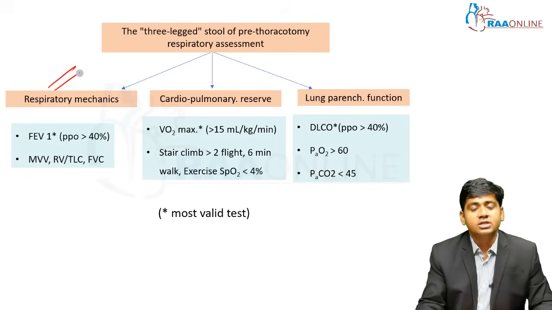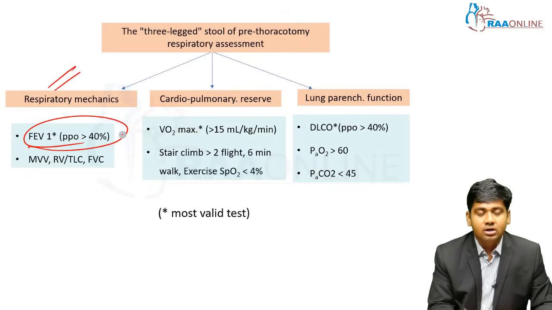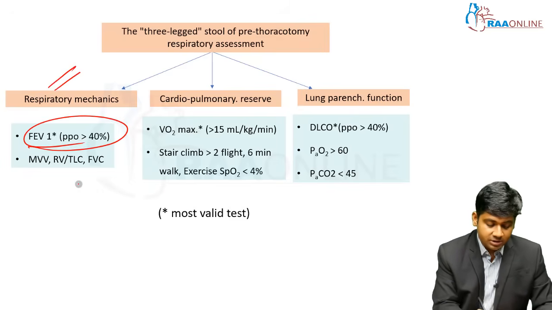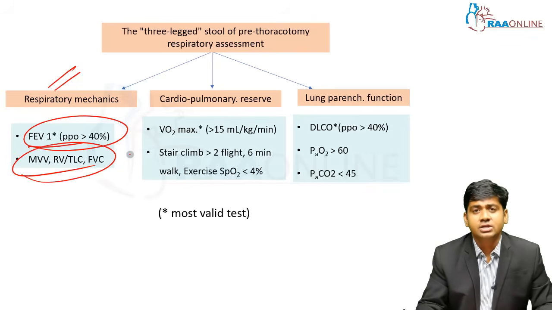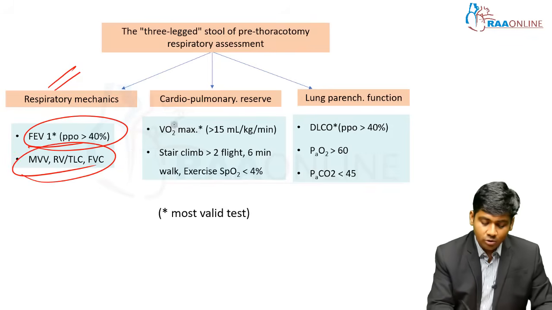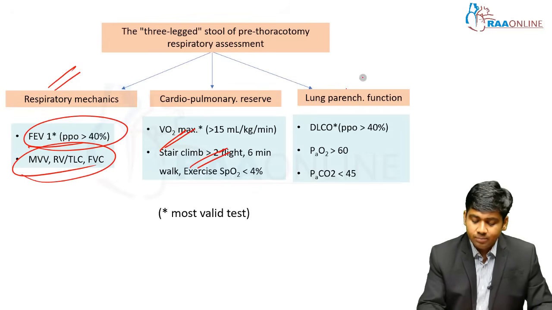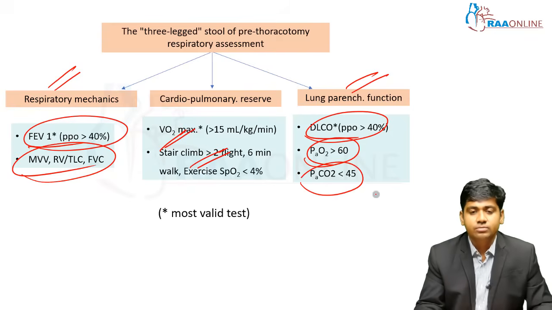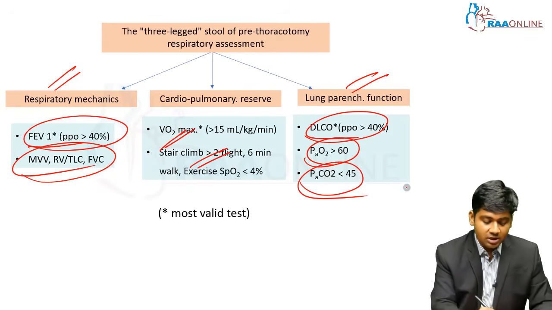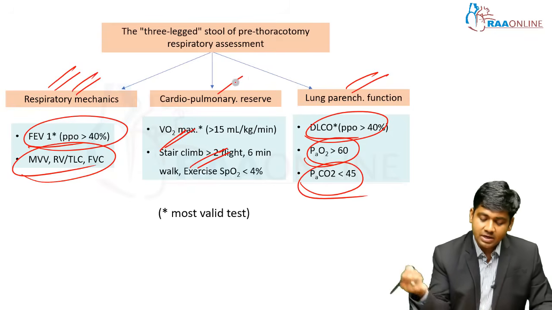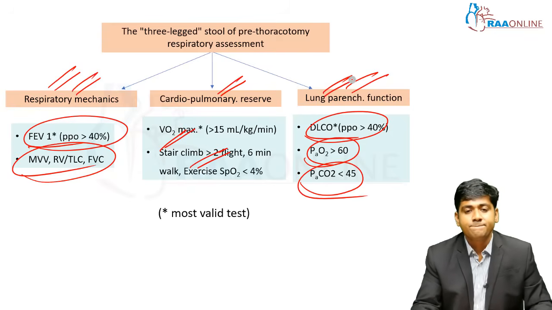So the three-legged approach: cardiorespiratory mechanics, FEV1, postoperative FEV1 should be more than 40%, maximum voluntary ventilation, RV by TLC and FVC, VO2 max, stair climbing test, exercise testing. We have done all this three-legged approach in the respiratory chapter. Lung parenchyma, DLCO, PaO2 and PCO2. These are the three-legged approach: respiratory mechanics, cardiopulmonary exercise testing, and lung parenchymal functions.